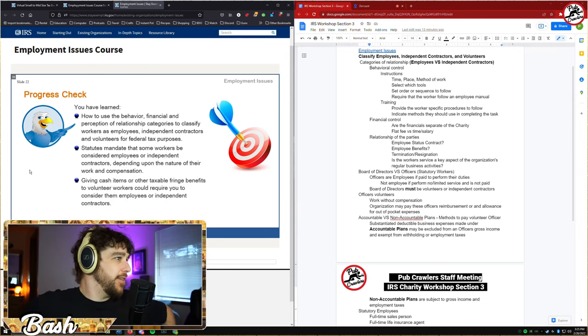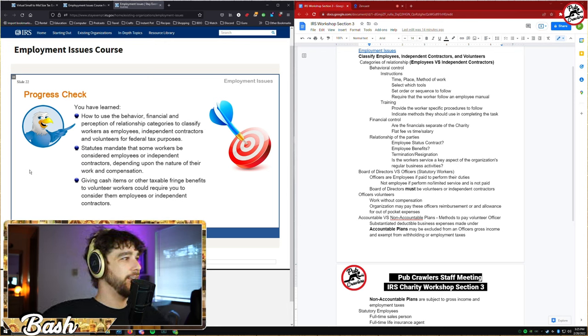And you've learned about the hazards of giving cash items or any other taxable fringe benefit to your volunteers. Select the continue button to move forward.